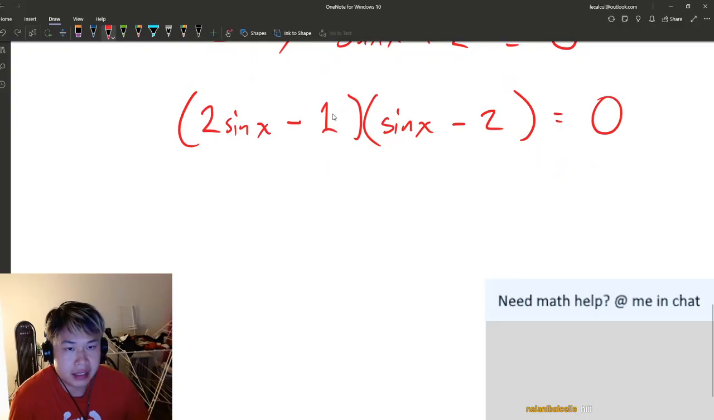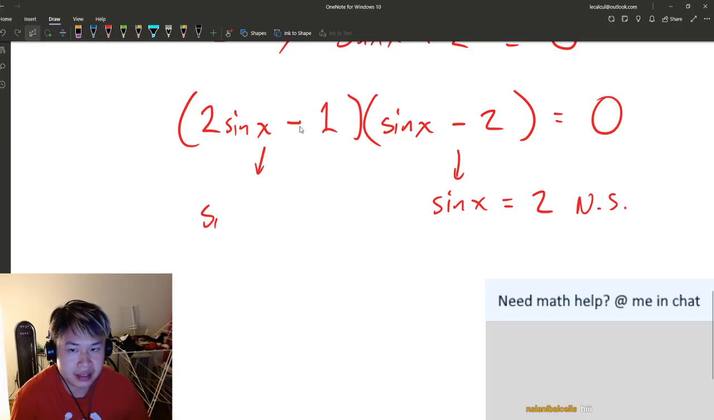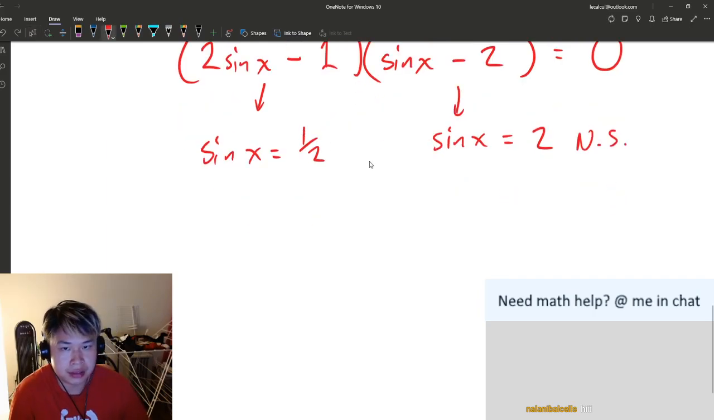Okay, and then this basically implies that sine x needs to be equal to 2, and then this has no solution because sine of x can't be bigger than 1. And then over here we have essentially sine x needs to be equal to 1/2. Okay, and then we should have two solutions from that.